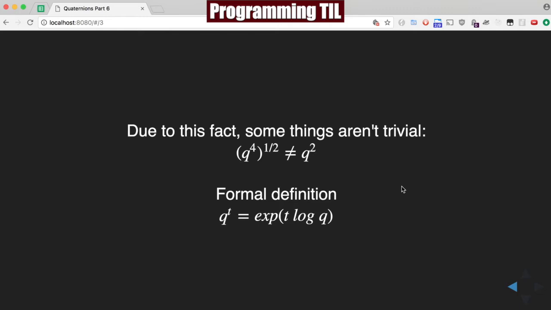So the formal definition, though, is q to the t is equal to the exponential of t times the log of q, and both the exponential and the log are in the previous episodes, so if you need to look back and review, go ahead and do so.